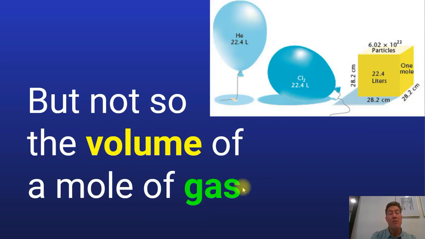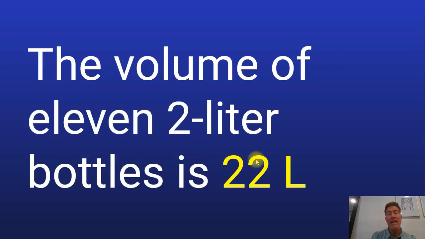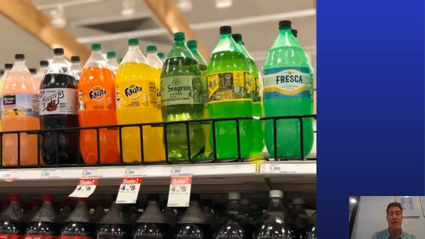But this varying of volumes doesn't happen with gases. This might be somewhat unexpected, and we will look at this in a later chapter when we tackle the gas laws. But for now, the volume of any gas is about 22 liters at standard temperature and pressure. So just imagine 11 2-liter bottles of, say, soda. All right, so here's close to 11 bottles, 12 bottles, I think. That is how much volume any gas, every gas, takes up at standard temperature and pressure.